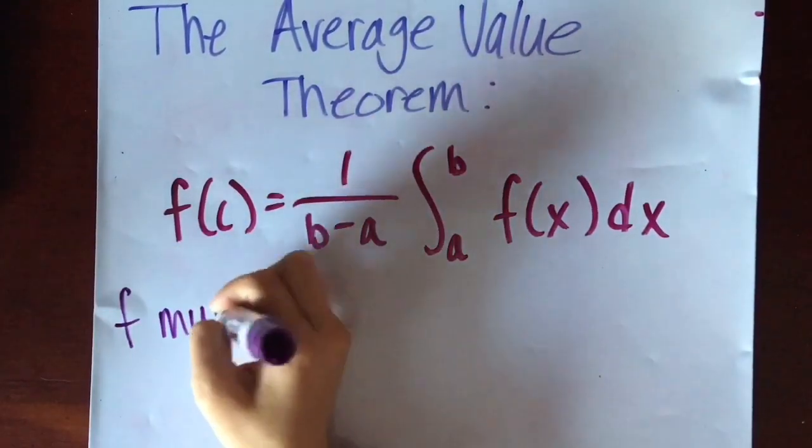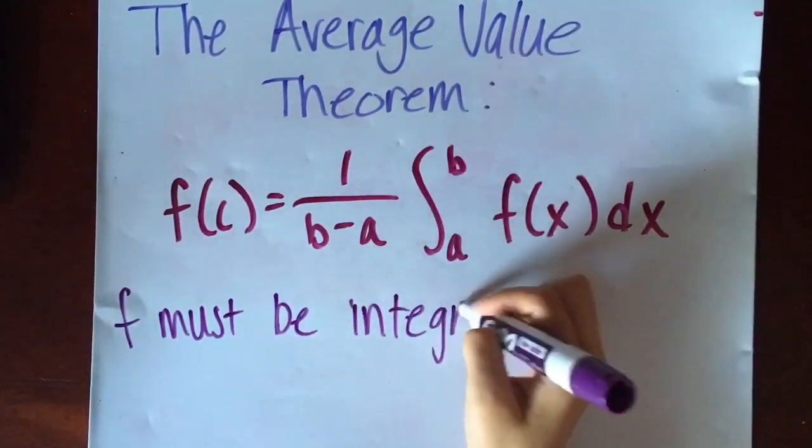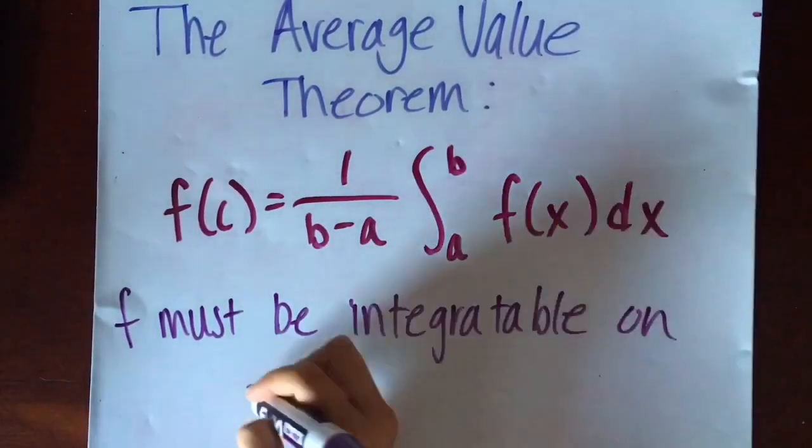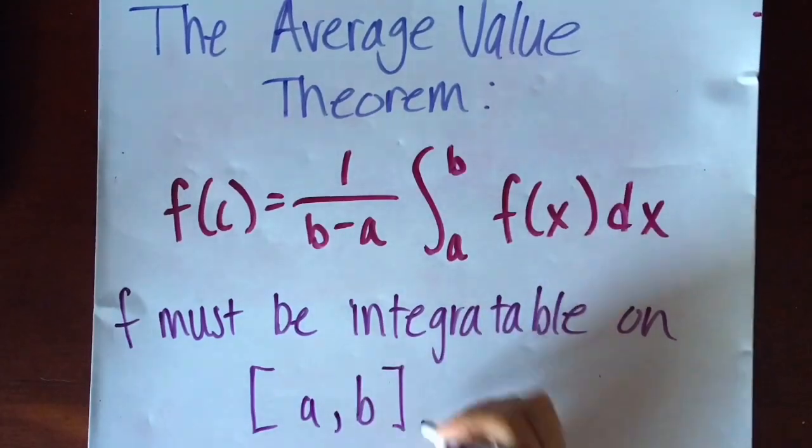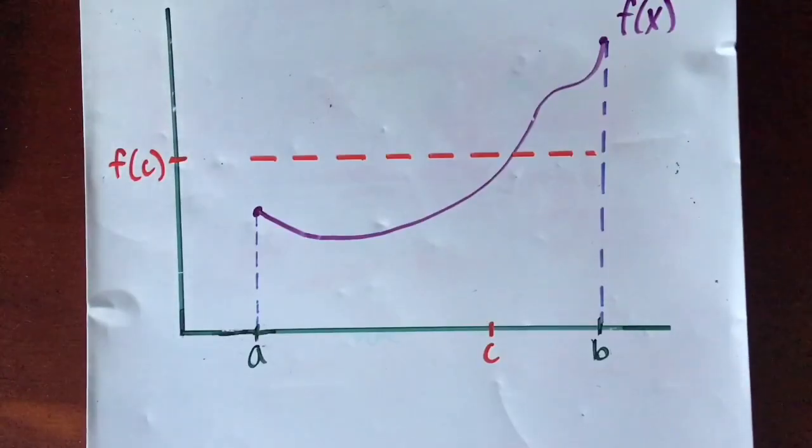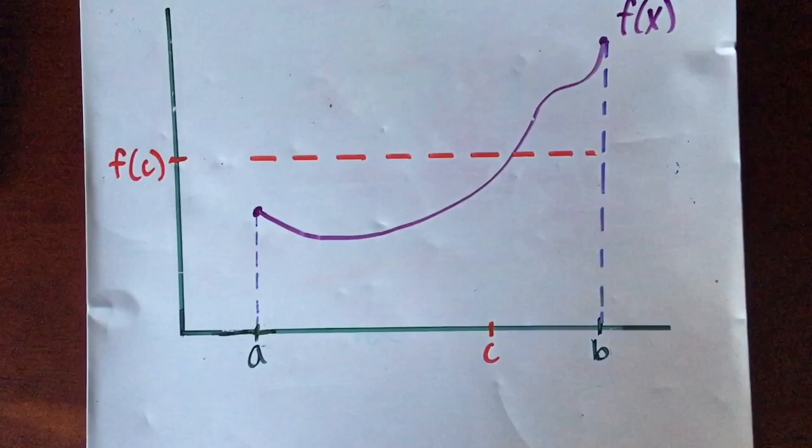The function f must be integrable, and it must be integrable on the closed interval of a to b. This is a graphical representation of the average value theorem. F of c, the dotted line, is the average value, and we can see the closed interval from a to b and how the function is continuous along this area.